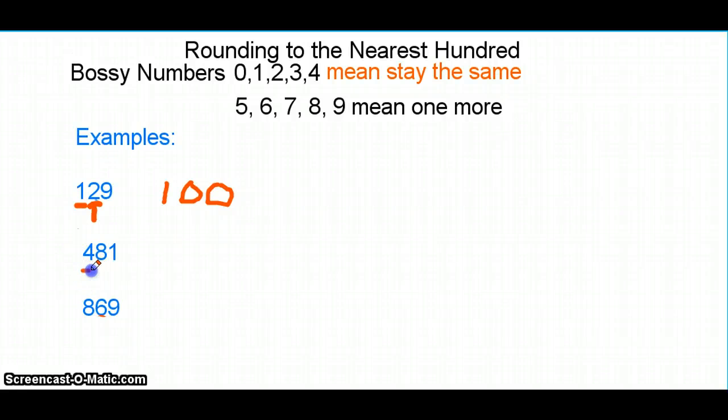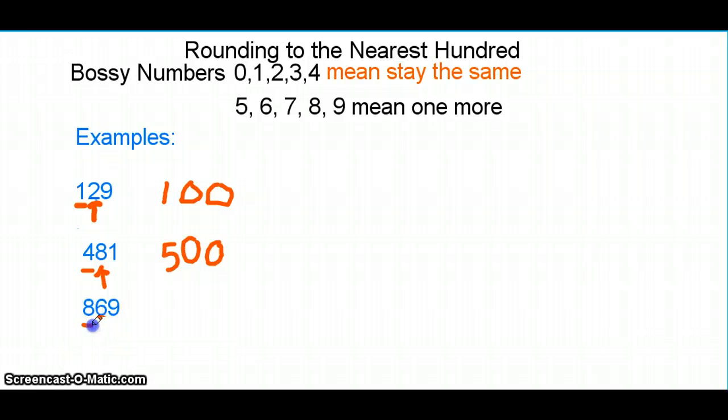In our next example, 4 is in the hundreds place, and so that makes 8 our bossy number. An 8 tells us to increase our number we're rounding by 1. So the 4 becomes 1 more, which makes it a 5. And then the other 2 digits are replaced with zeros. So 481 will round to 500.